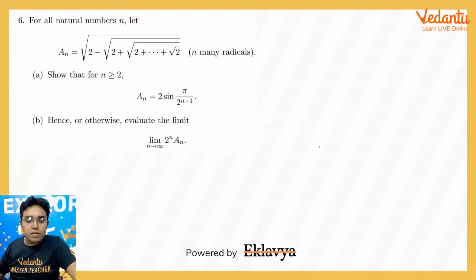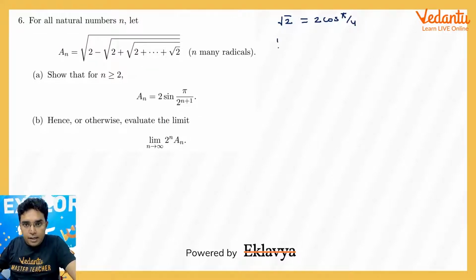Now coming to question number 6, it says for all natural number n, let an is equal to root over 2 minus root over 2 plus root over 2 and so on, root to n many radical signs. And we have to prove that an is equal to 2 sine pi upon 2 raised to the power n plus 1. Now to do this question, let us understand, first of all, this root 2, I can take this as 2 cos pi by 4.